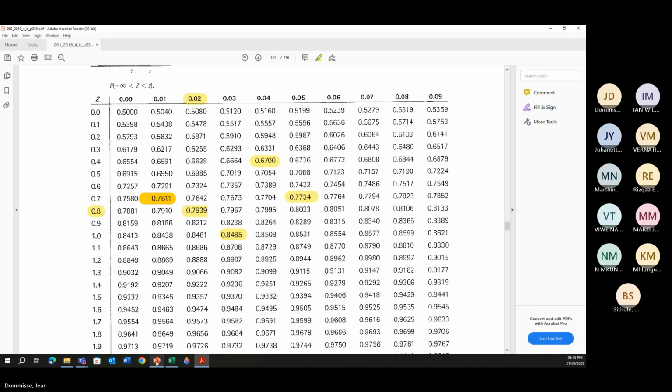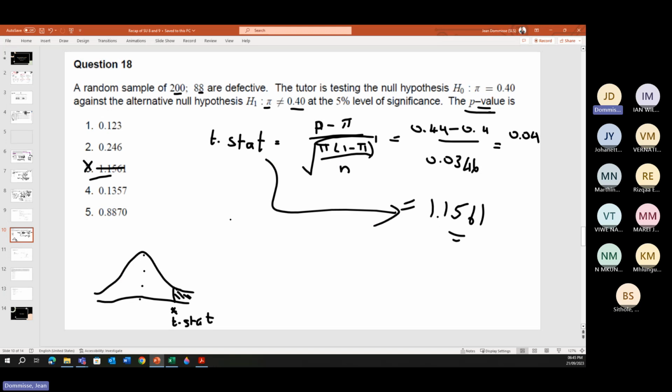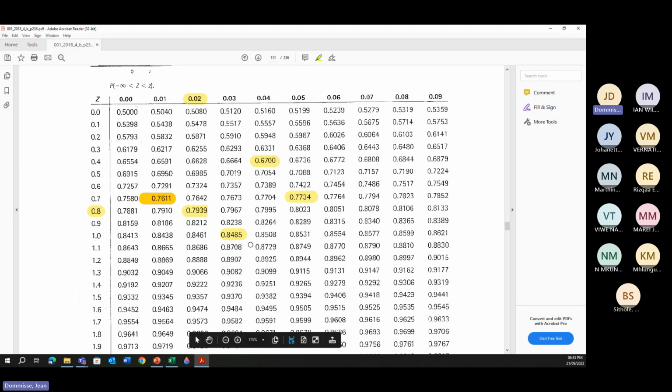Okay, so remember, now let's go to the Z table and see if we got the same. So t-stat 1.156, we need to round that off because our Z table only goes to 2 decimals. So 1.16, 1.16, so we get 0.877.